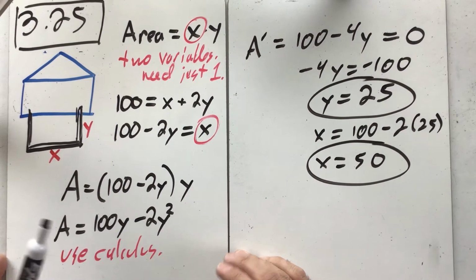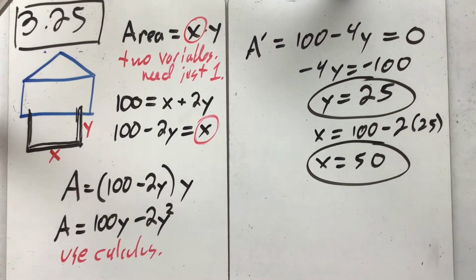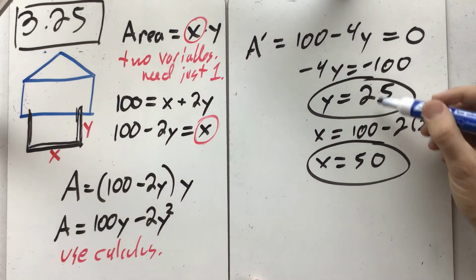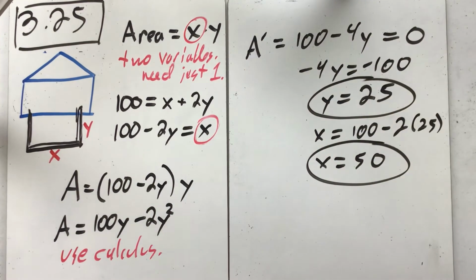So the farmer's happy now. He's got the largest fenced area possible, and his animals are happy because they have the most space to roam next to his barn. Okay, so this is a general picture. One thing you should probably be aware of is, how do I know that this is the answer just because the derivative is equal to 0?